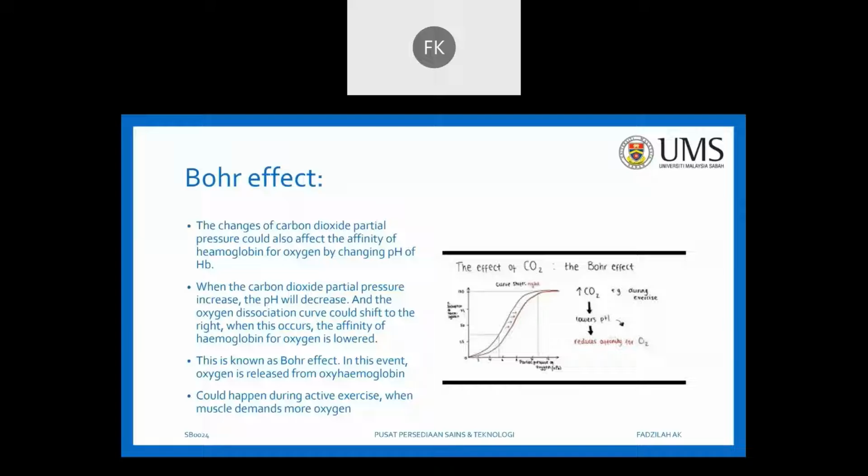In this event, oxygen is released from oxyhemoglobin because the affinity of hemoglobin towards oxygen is lowered due to the low pH and high carbon dioxide. So more oxygen will be supplied to the tissue. This could happen when your muscle demands more oxygen or during active exercise.